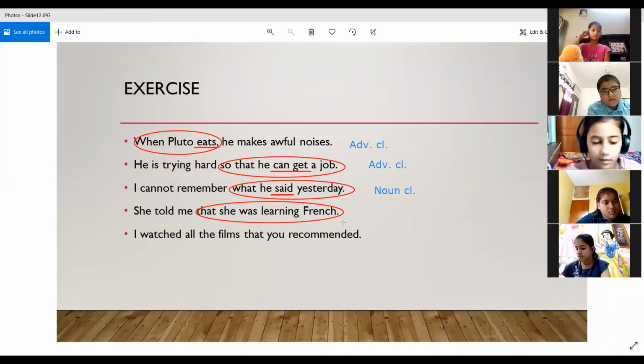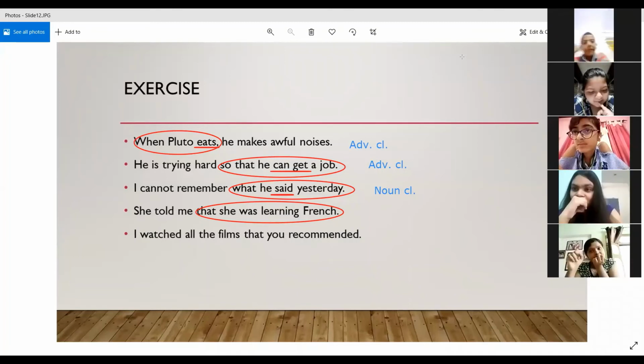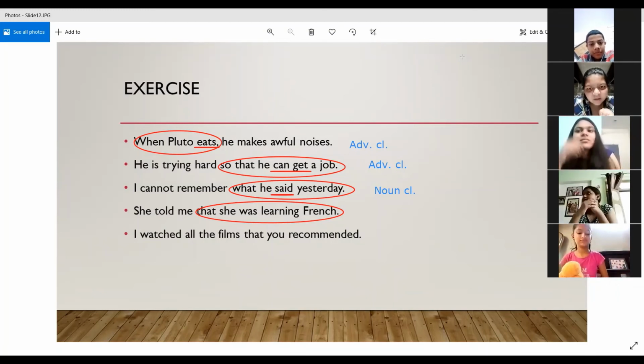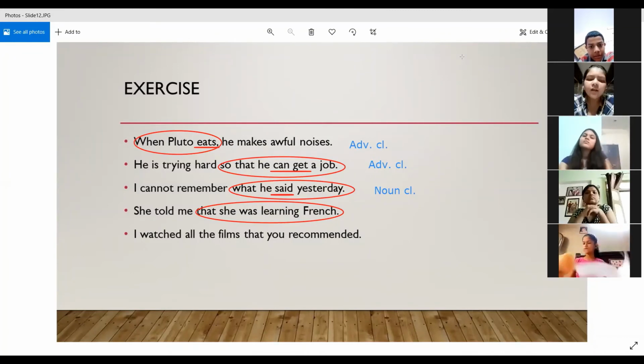Sir, the reason is that... If you will not give me the reason, it is of no use to me. In my class, the reason is very important. See, when we ask the question, what did she tell me? And I have told you that whenever we try to answer the question what, then it is a noun. So what she told me is that she was learning French, right? So it is acting as a noun.